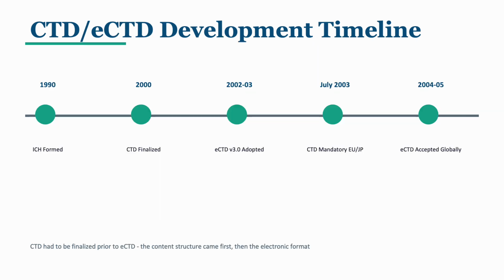Let me walk you through the key milestones in CTD/eCTD development. In 1990, ICH was formed. In 2000, ICH finalized the original CTD guidance documents. The CTD became mandatory in the EU and Japan in July 2003, while FDA strongly recommended its use. In 2002 to 2003, ICH adopted eCTD version 3.0, and FDA began accepting eCTD submissions. Japan began accepting eCTD in 2004, and the EU followed in 2005.